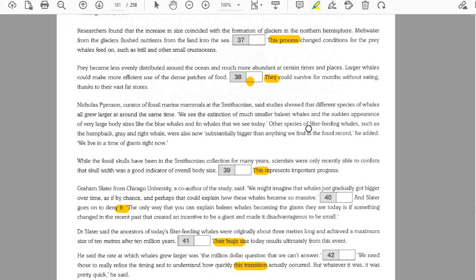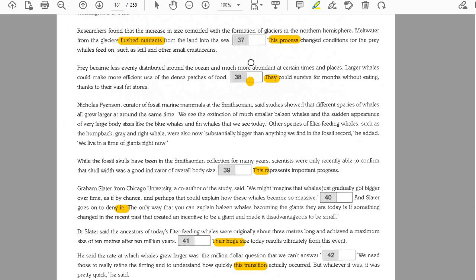So first one, G says these acted. So these refers to the flushed nutrients, and fertilizer. This process, the process of the nutrients becoming fertilizer, changes conditions. So you have a connection with the previous sentence, and then a connection with the following sentence.